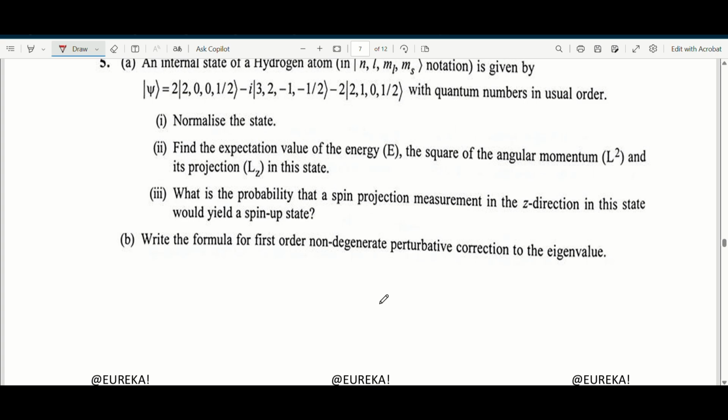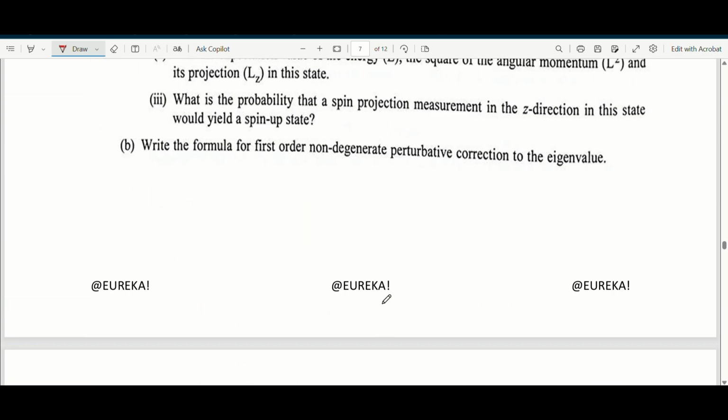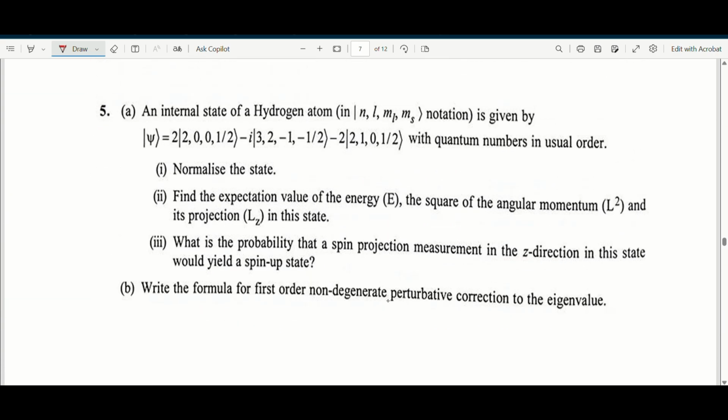Now moving to the next question. This question is given as an internal state of the hydrogen atom, n l m, where n is the principal quantum number, l the azimuthal quantum number, m_l the magnetic quantum number, and spin. This is the notation of the state. Now psi is given in terms of this.